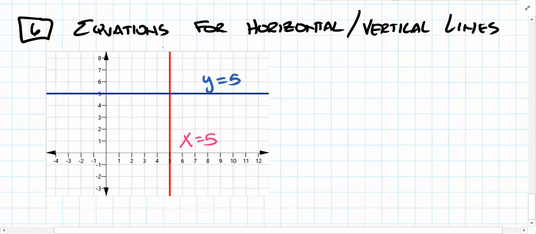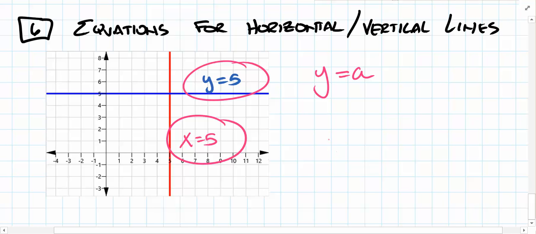So, in general, horizontal lines are in the form of y equals some kind of a. Vertical lines are in the form of x equals some kind of a, and a can be a variable moving around. Okay? Okay, general form, also known as standard form.